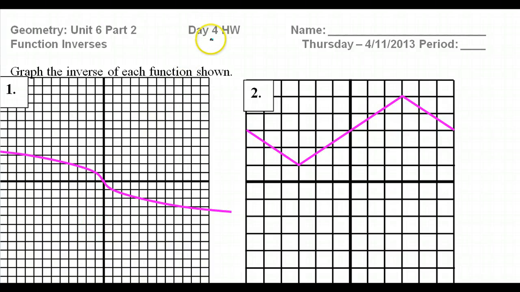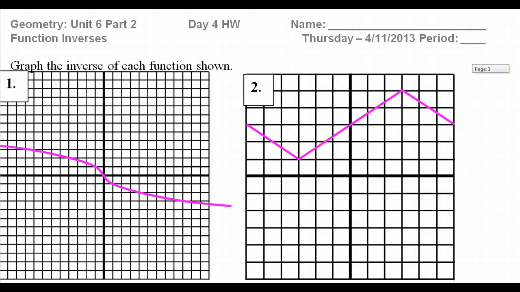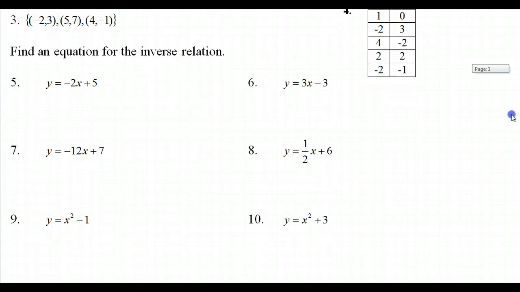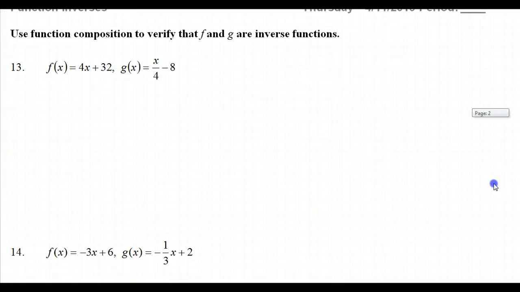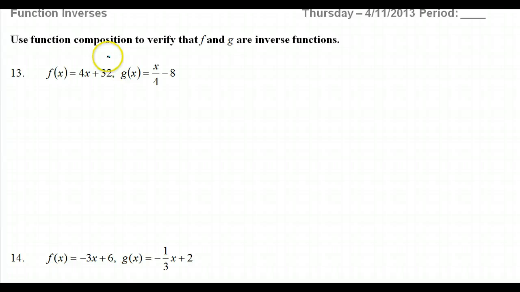This is day 4 of our unit on function composition and inverses. We're going to be talking more about inverses today. Specifically, we are going to be graphing the inverse of a graph that we're given. We will also be finding the equation of the inverse given an equation. And lastly, we will be using composition to verify that two functions are inverses of each other.